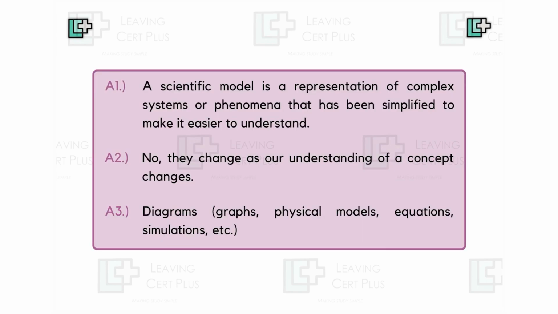Okay, so a scientific model is a representation of complex systems or phenomena that has been simplified to make it easier to understand. No, they change as our understanding of a concept changes, and examples would be diagrams, graphs, physical models, equations, simulations, all that sort of stuff.